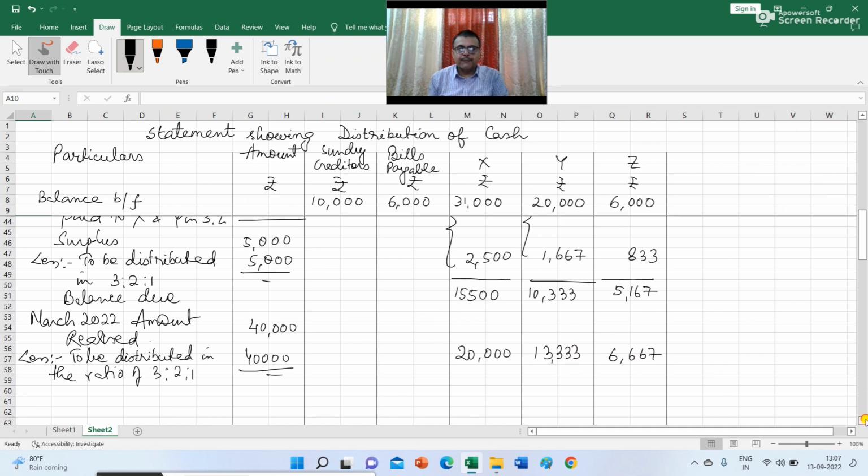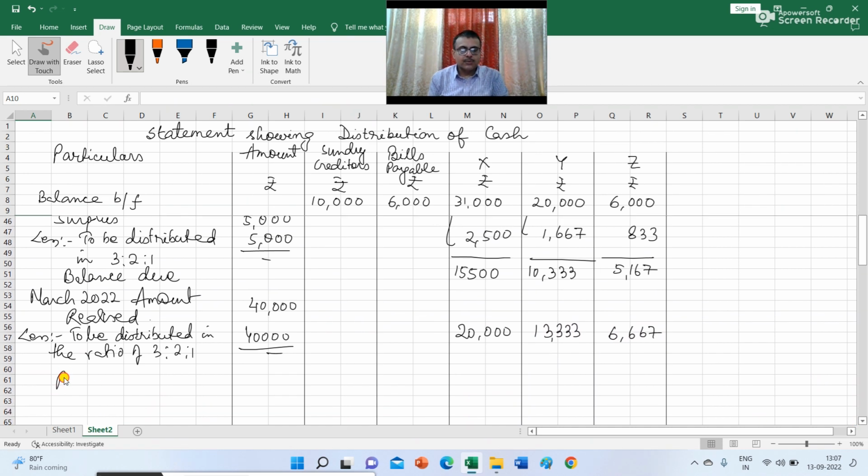So what is the profit from realization? So profit on realization to X is 4,500, 3,000 is the profit of Y, and 1,500 is the profit of Z.